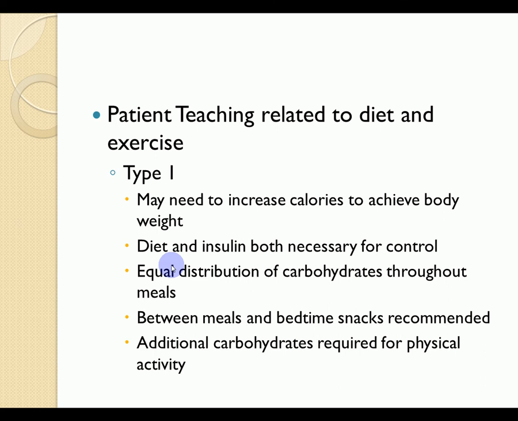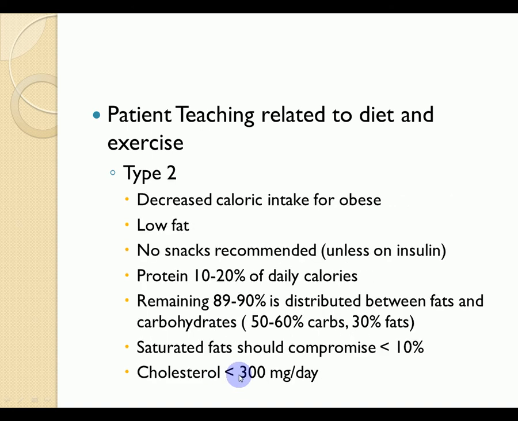All right, let's talk about diet and exercise. Well, with type 1, they may need to increase calories to achieve body weight. They may need diet and insulin necessary for control. And they need equal distribution of carbs throughout the day. And y'all learned that by doing the dietary challenge last week. Between meals and bedtime snacks are recommended. That's why we did snacks. And additional carbs are required for physical activity. So if you've got a diabetic and they're going to be doing something physical, they need extra carbs or a snack before doing that.